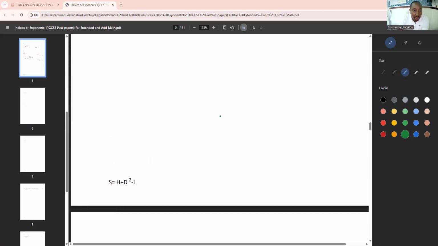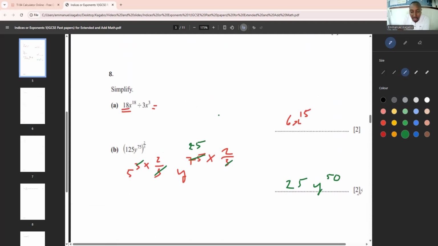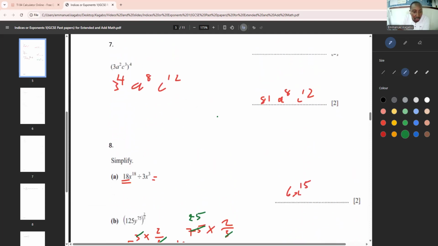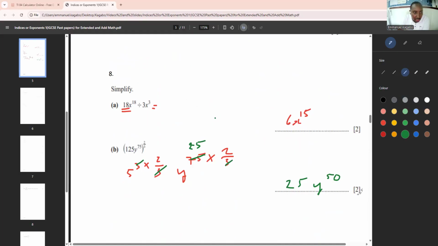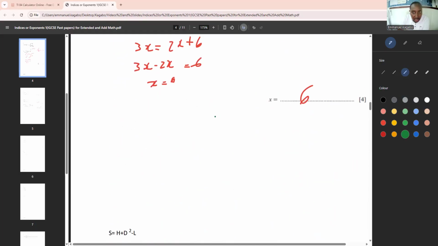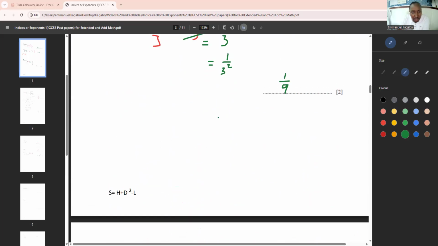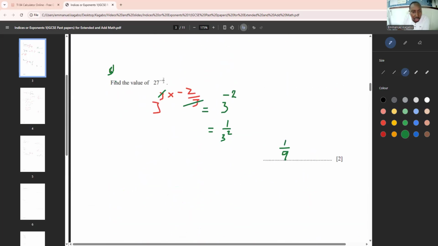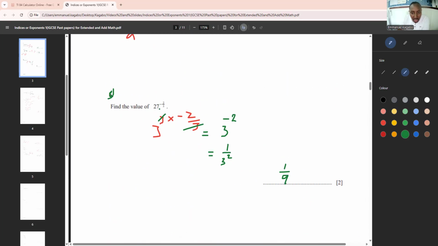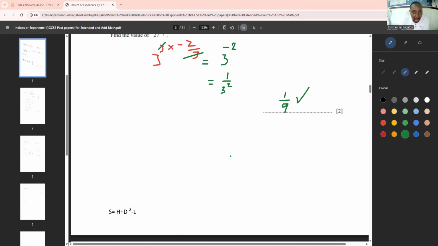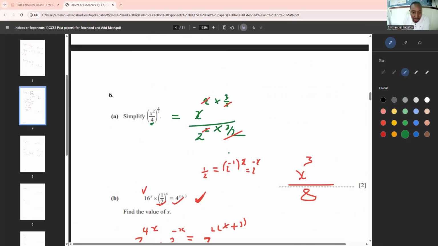In the first video on this topic, I solved the different questions, question 1 all the way to question 8. And I noticed that I made a mistake in one of the questions. Please, if you watched the first video, when I simplified this one, I made a mistake. It was supposed to be 3 power negative 2, which gives you 1 over 3 squared, and this was the correct answer. I hope you didn't get confused there.